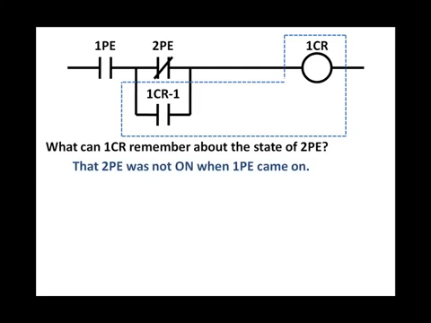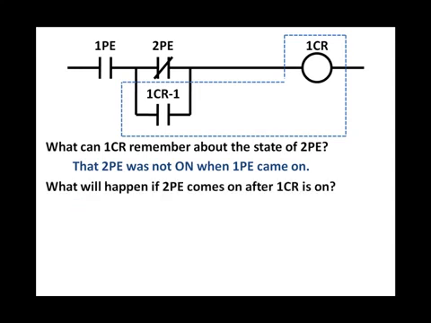What will happen if 2PE comes on after 1CR is on? What will happen if 2PE becomes on, not true, but becomes on after 1CR is on? Nothing. Once 1CR is energized, no matter what 2PE does, it does not affect 1CR after the initial condition of 1PE and not 2PE. Once that logic is true, 2PE can go on and off and it's not going to affect 1CR.